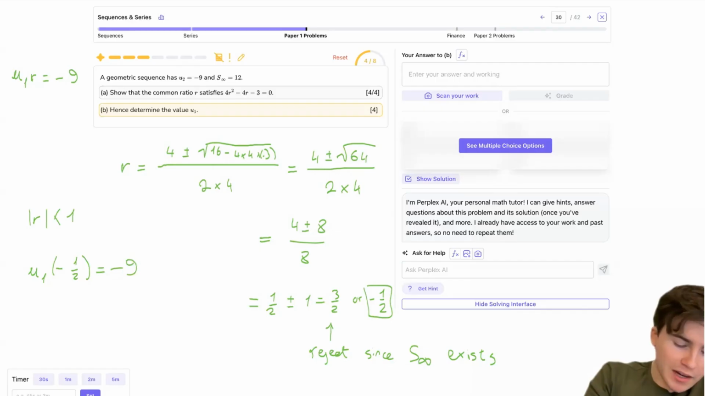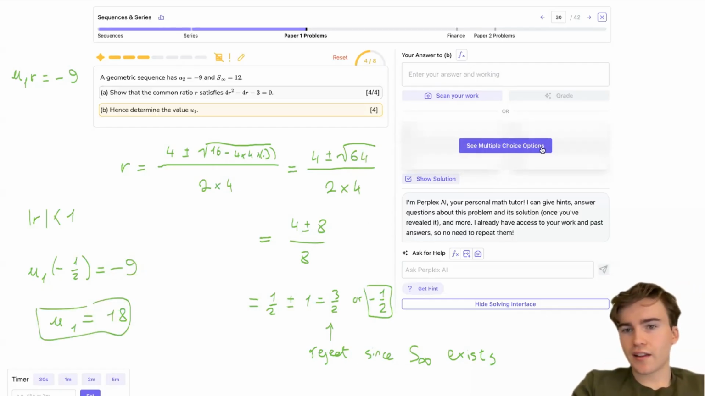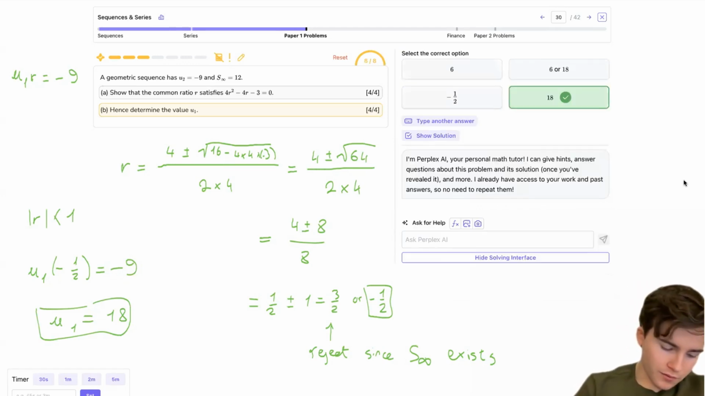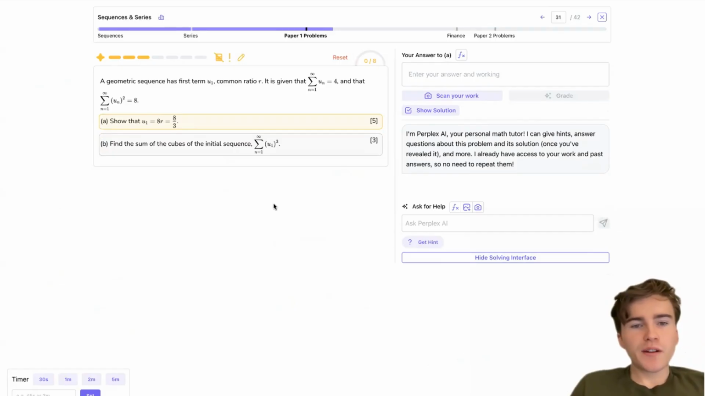And I multiply both sides now by negative 2, and I'll get u1 is equal to 18. And that is my final answer. Let's check multiple choice. 18. Beautiful. Nice work.